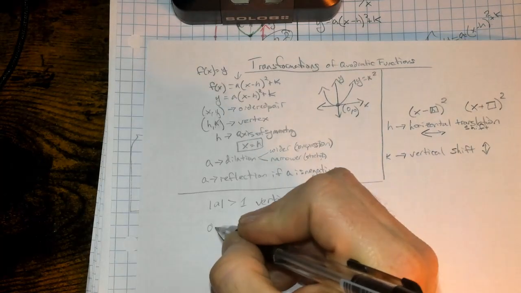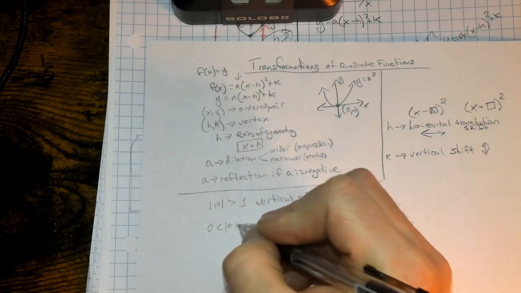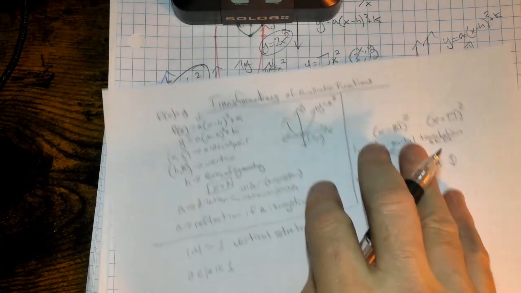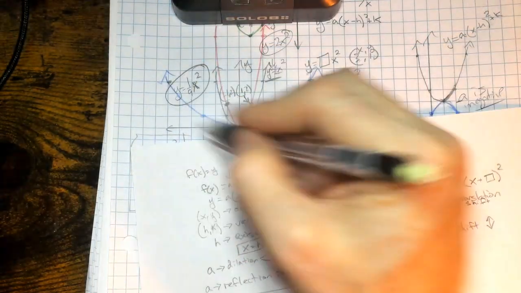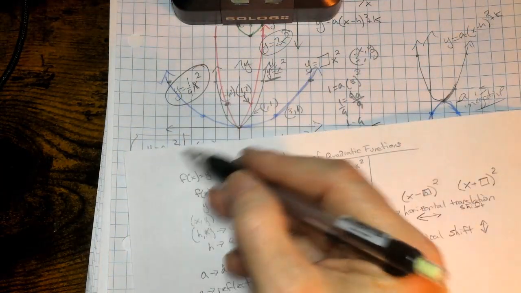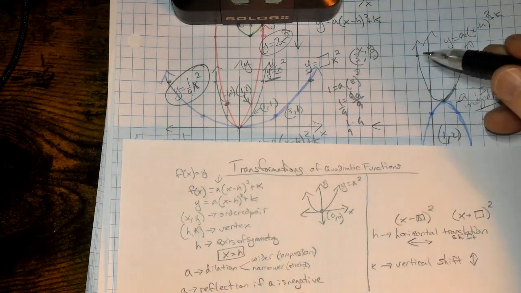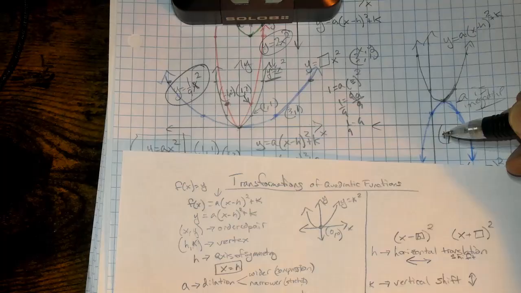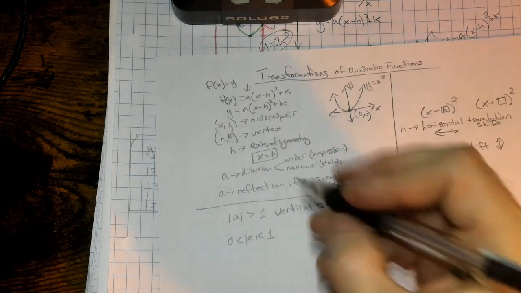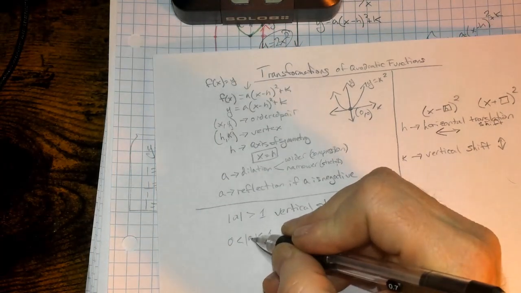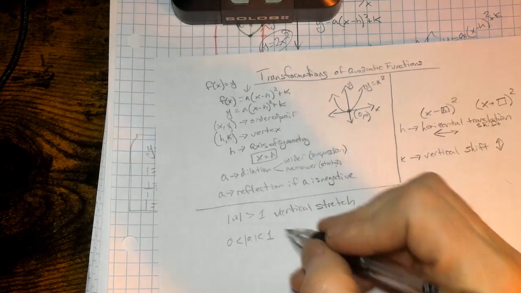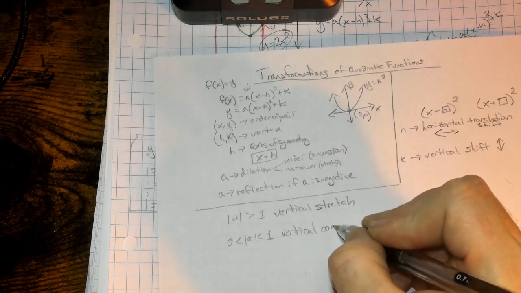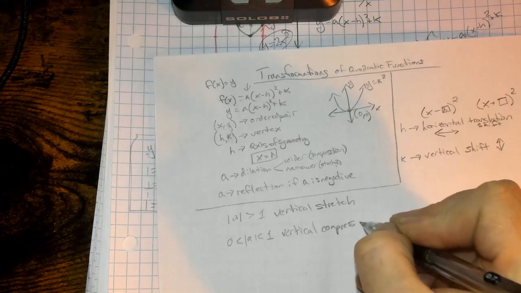So when the value of A is between 0 and 1, I use absolute value because positive or negative, the curve will be the same. It will just reflect it if it's negative. So look over here, these two curves are the same, so their width is the same. It's just that A was negative. And that's only true if A is on the outside. But this would be what we call a vertical compression. We are squeezing it down.